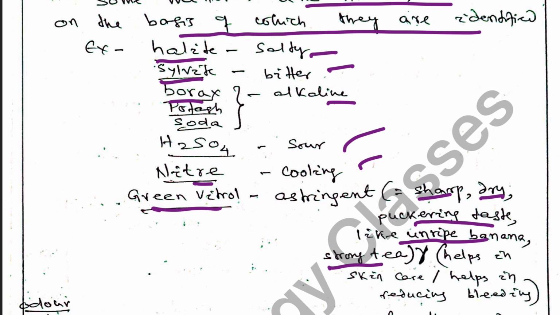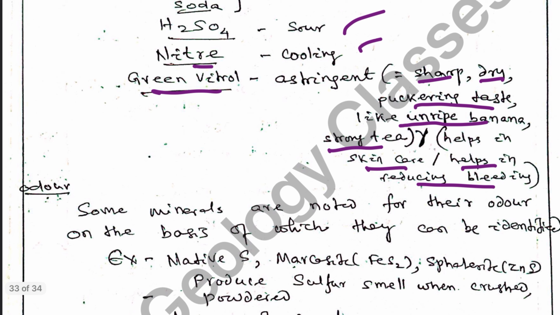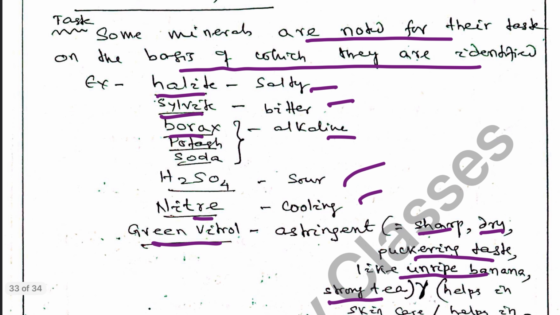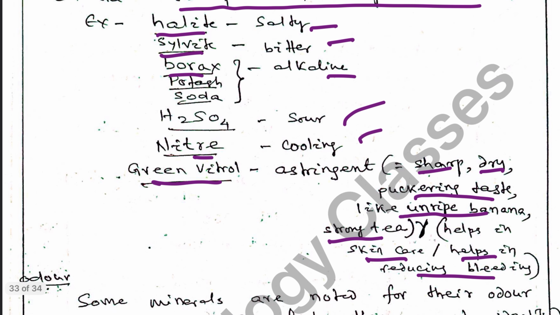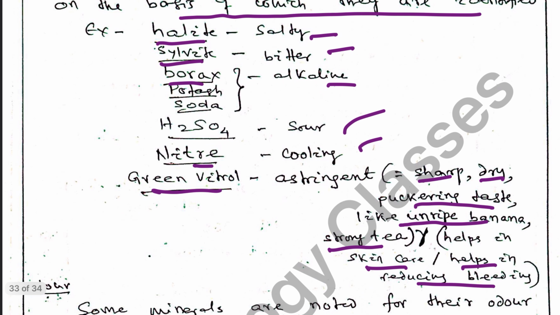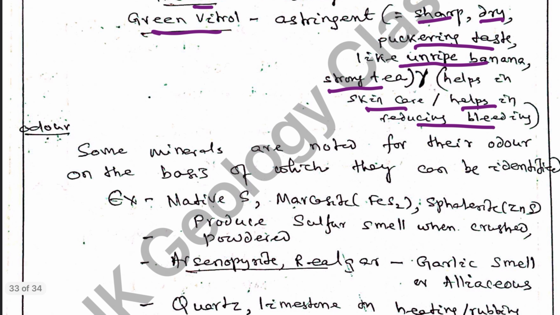strong tea, which is called astringent. It helps in skin care, helps in reducing bleeding, green vitriol. So, these are some of the minerals that are identified on the basis of the taste, then on the basis of the odor.